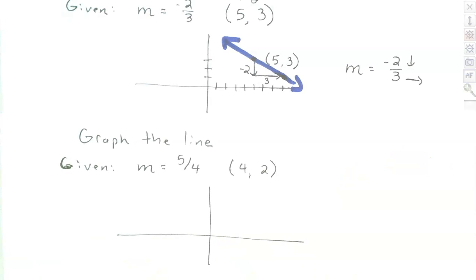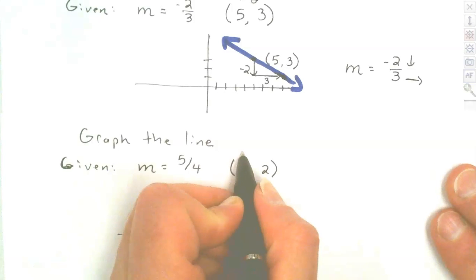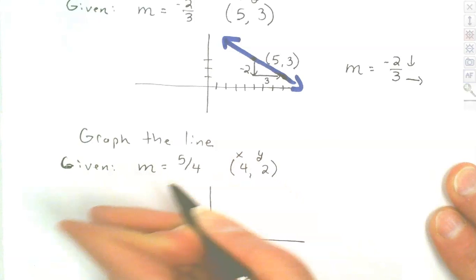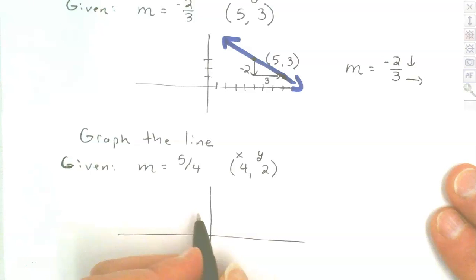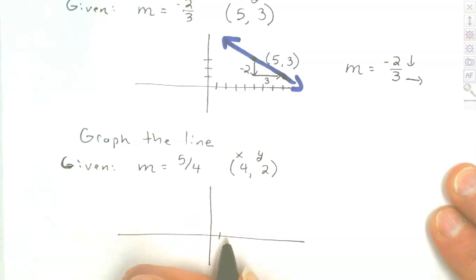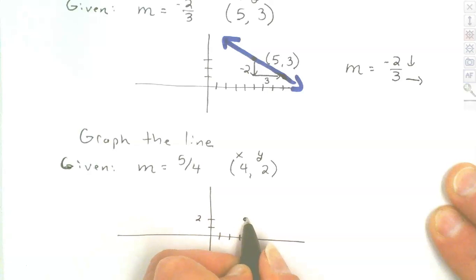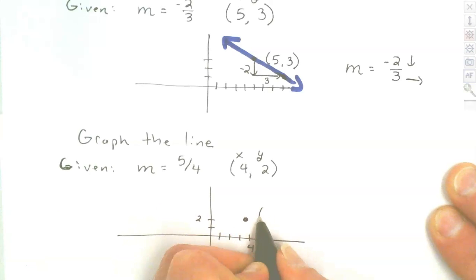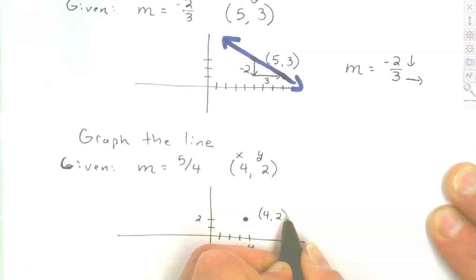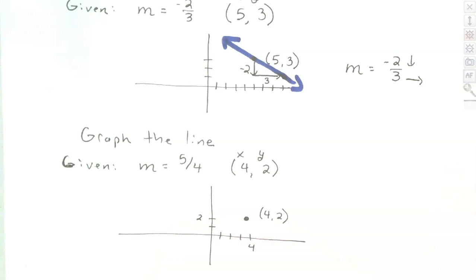So we find our point (4, 2). Remember, this is your x, this is your y. So (4, 2) would be over 4 units and then up 2. There's our starting point, which is at (4, 2). So plot our point first. Now, once we have the point, what do we do?